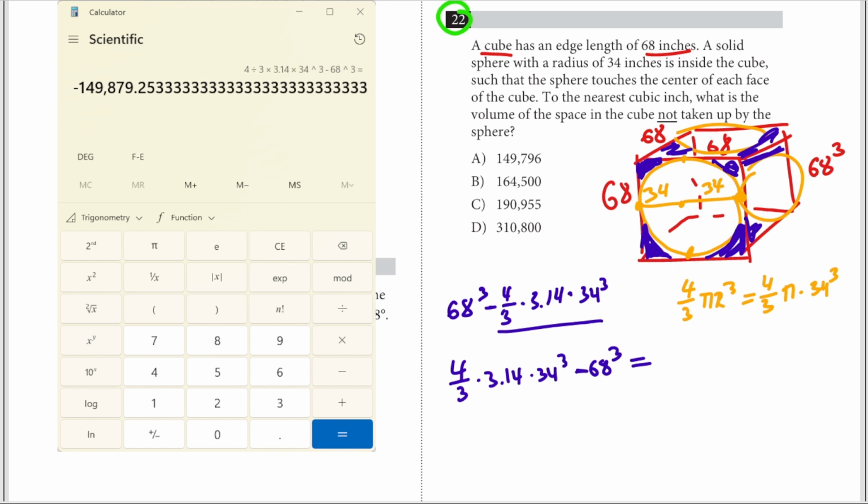We're going to get negative 149,879. Of course, I used 3.14, I didn't use the exact pi. So I'm negating it, so it's 149,879. The closest answer to this is A, which is the answer. That's it.